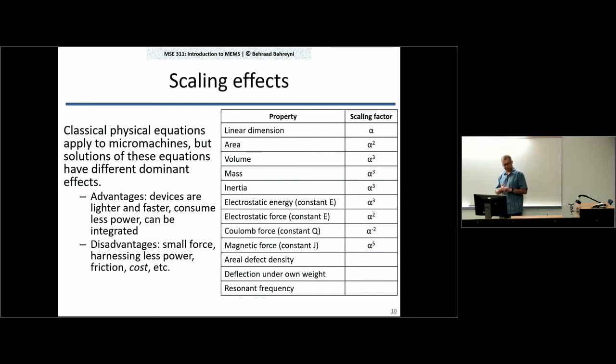Magnetic force, however, goes down with alpha to the 5. And this is for a constant J, constant current density. If you have a wire with a given cross-section, you're shrinking the dimensions of the wire and bringing them closer to each other. You know that if you pass a current through a wire, you produce a magnetic field. If you pass a current through another wire that is nearby, you produce a force onto this second wire because of the current and magnetic field that you have.